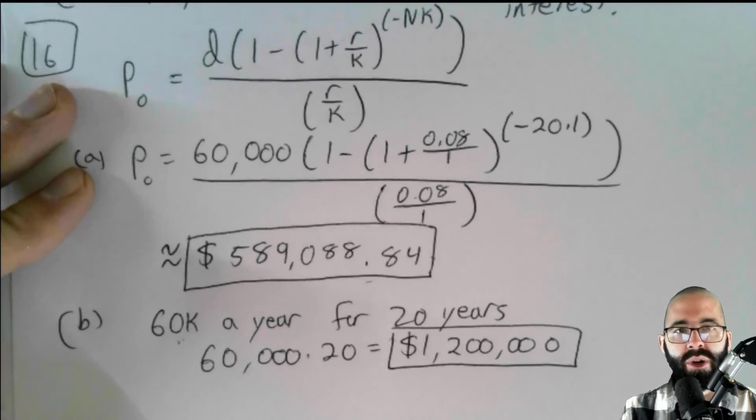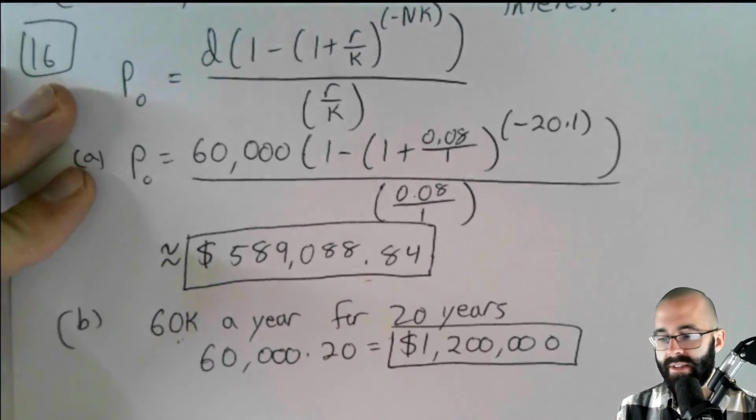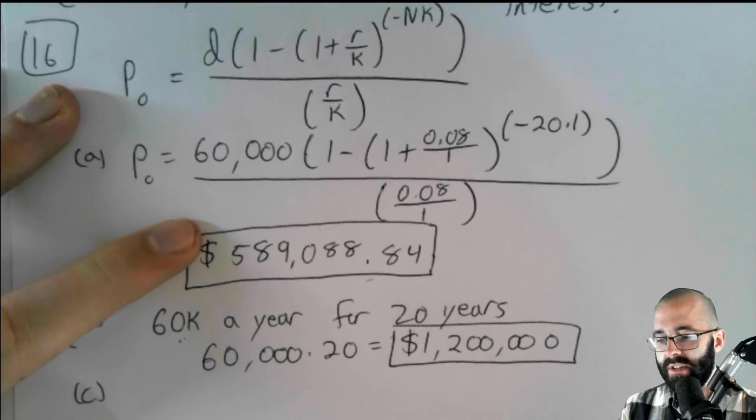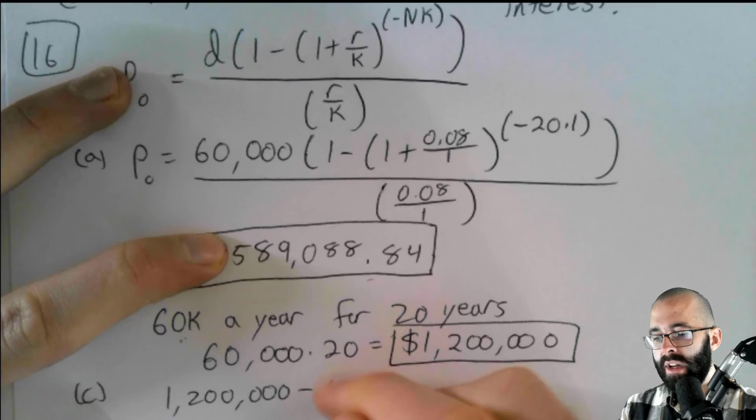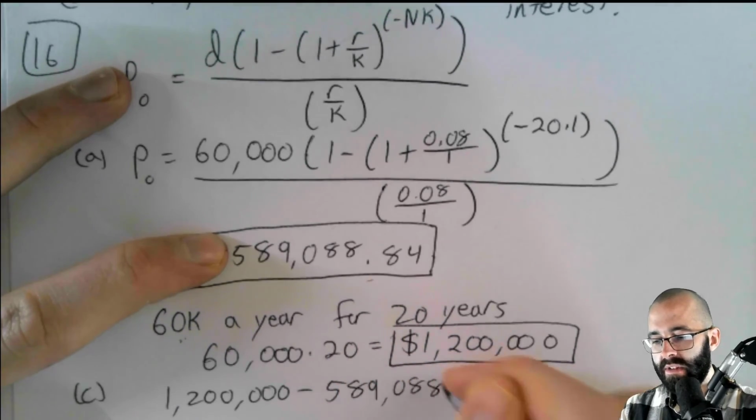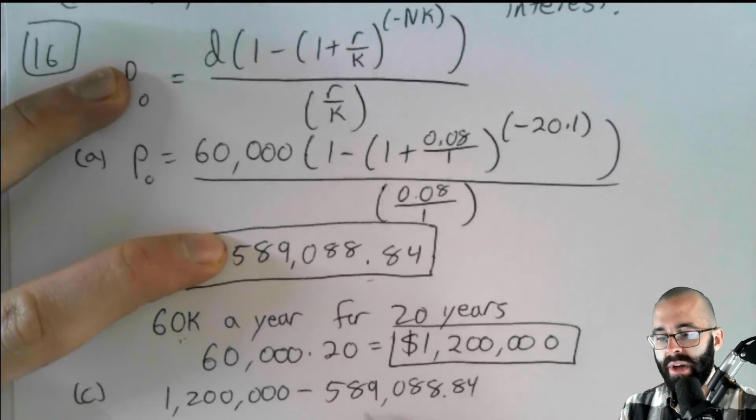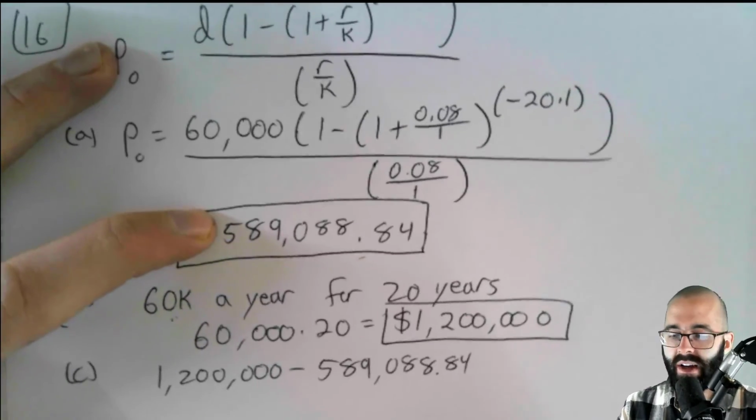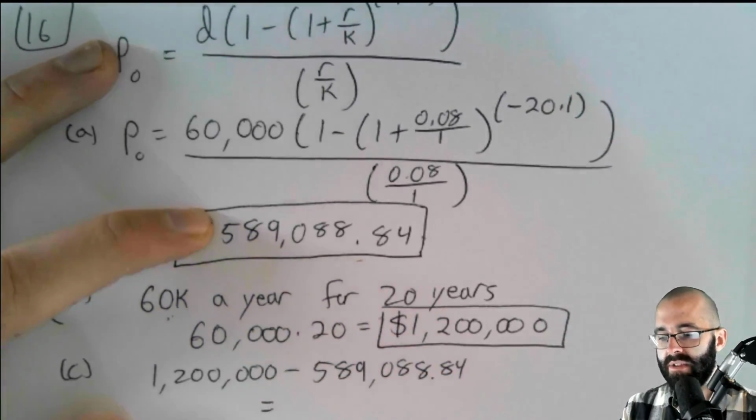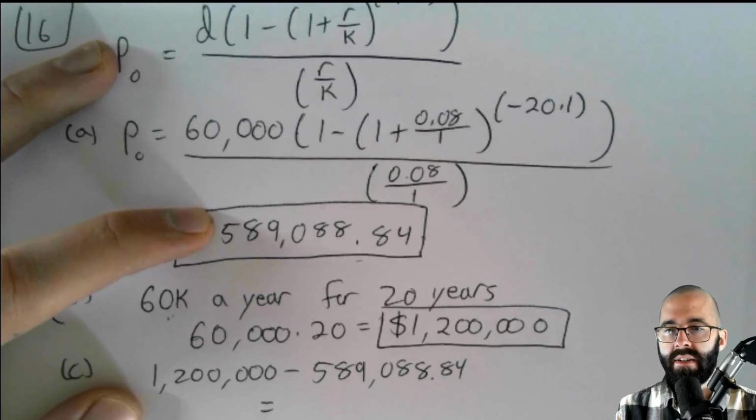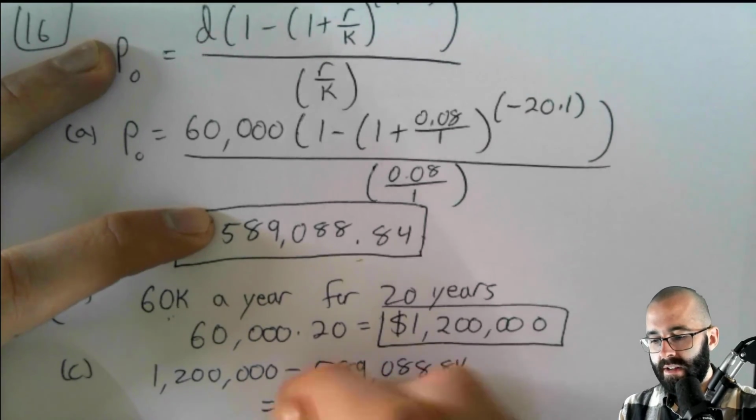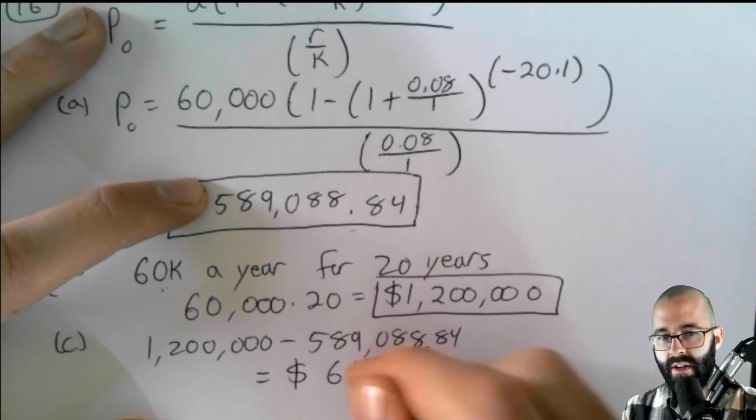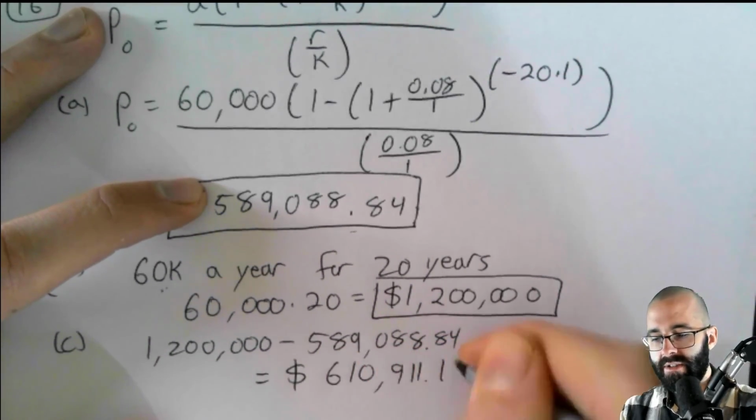It's pretty cool, and that's what's going on here. So part C is asking how much of that is interest. Well, 1.2 million total. And we put in 589,000. This is how much of our money was in the retirement account or whatever kind of account it is. What's that difference here? Type that into a calculator. I need to type it into a calculator because I don't know the answer. $610,911.16.